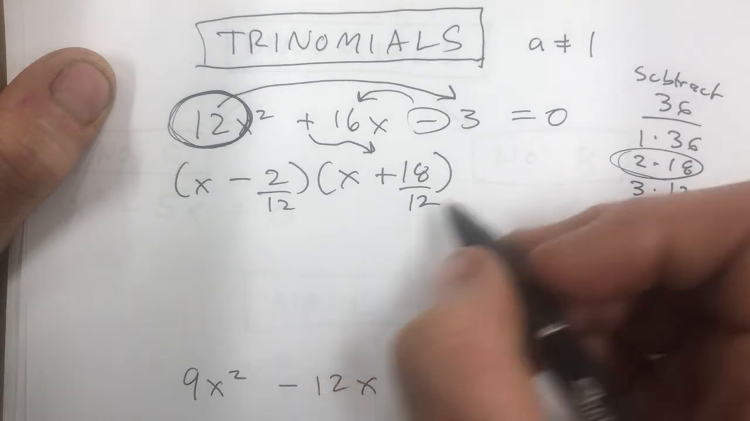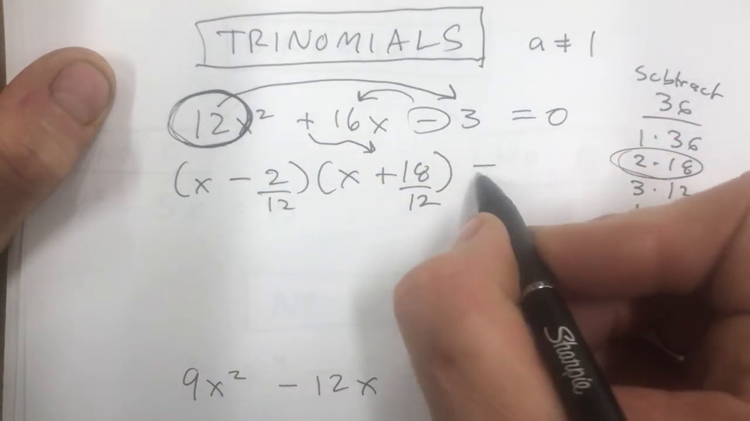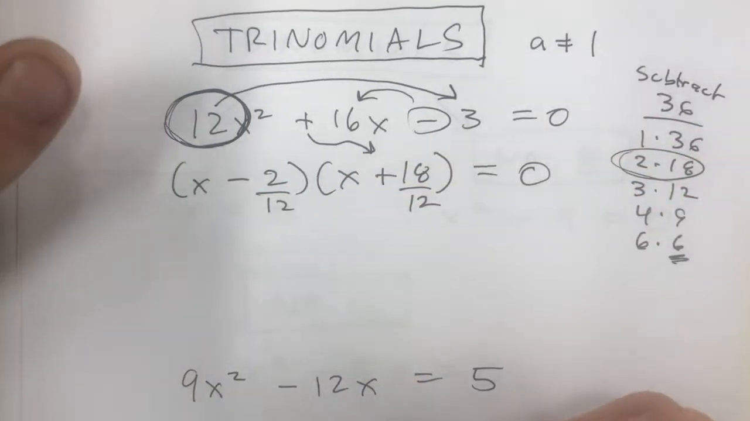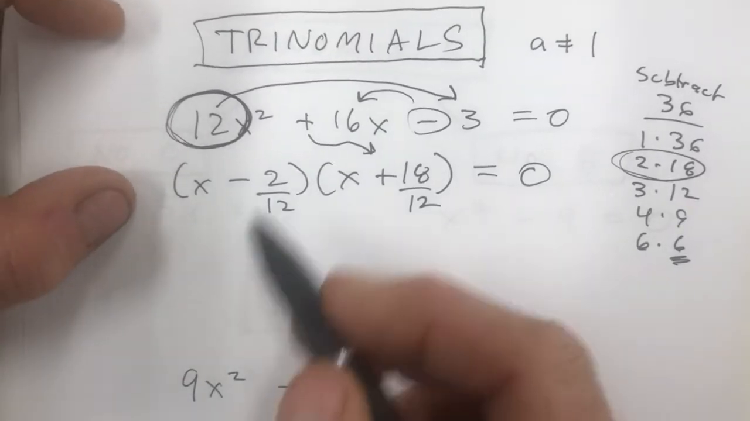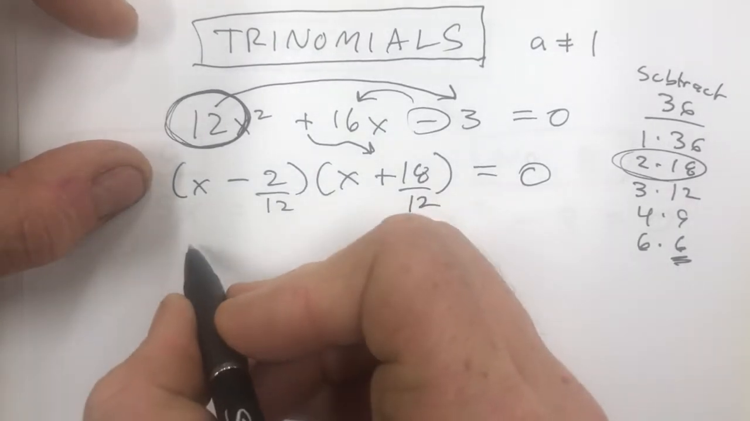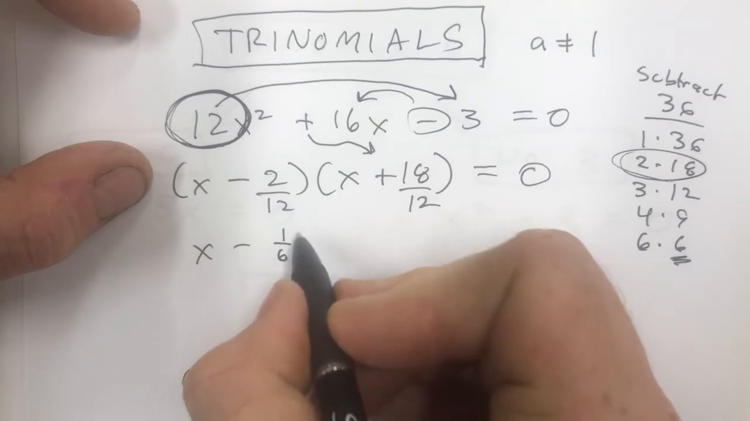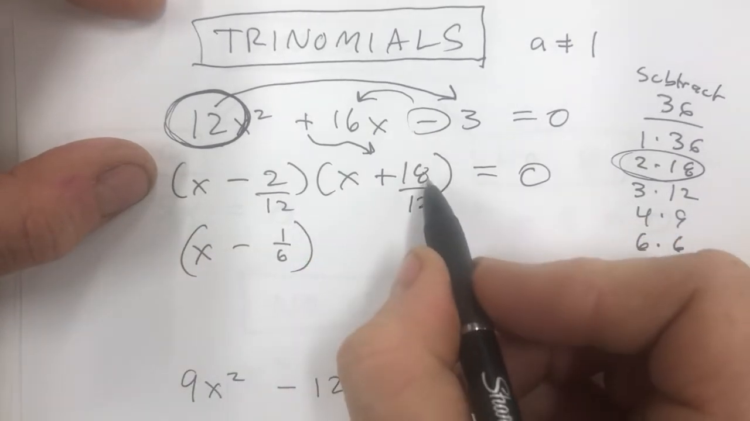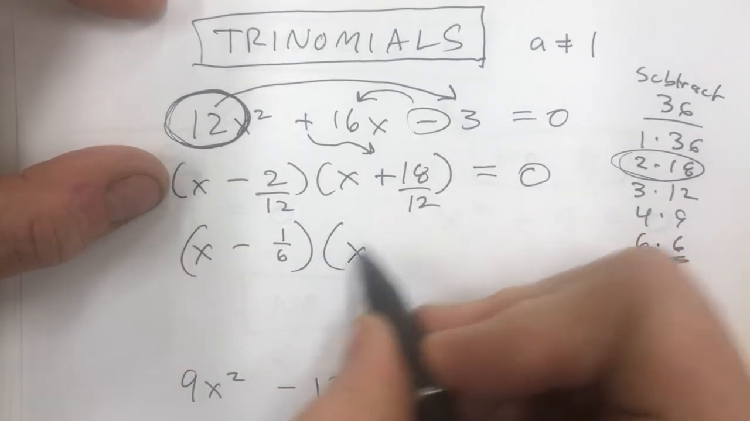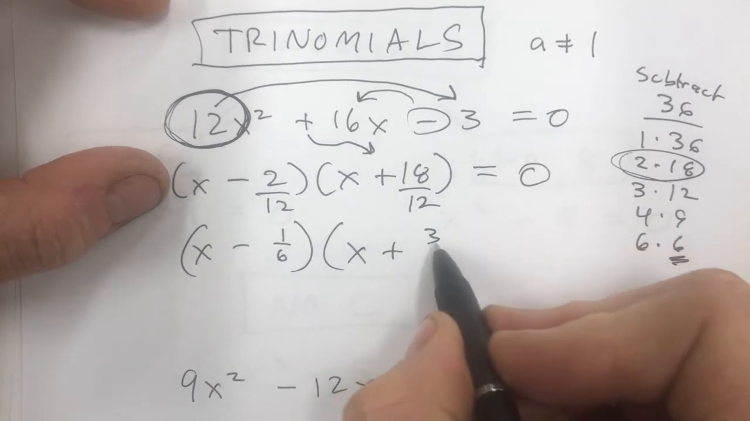Okay, well, now these factors equal 0 here, so can't forget that equals 0. Now I need to simplify these. All right, so 2/12 simplifies to 1/6. Right here, 18/12 simplifies to 3/2.